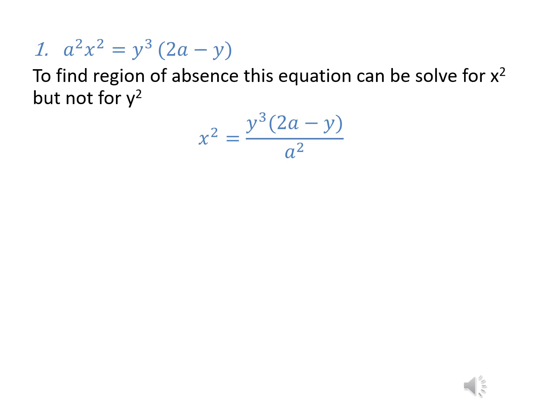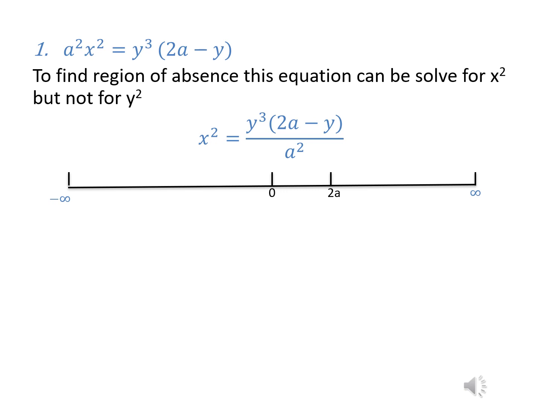Here the numerator is y cube into 2a minus y. Put it equal to 0. The first value you will get is y as 0. Just mark this 0 on the y axis. Now the second factor is 2a minus y equal to 0. Here you will get the second value of y as 2a. So mark 2a also on the y axis.